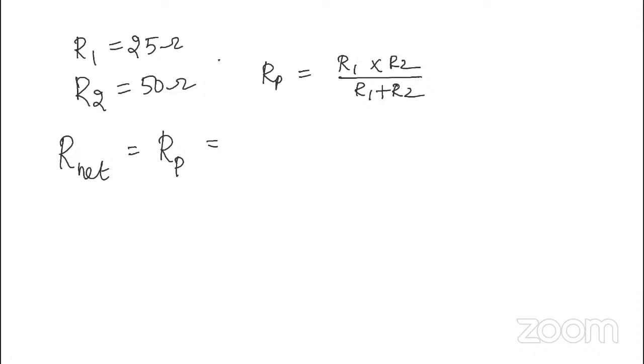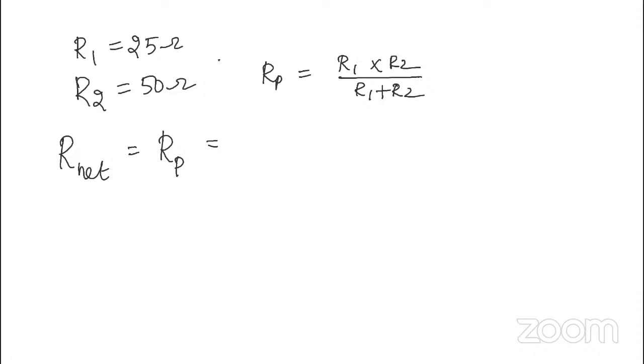We have 1 minute time. Let us now substitute the values for R1 and R2. Yes, very good. It is 50 by 3 ohms.